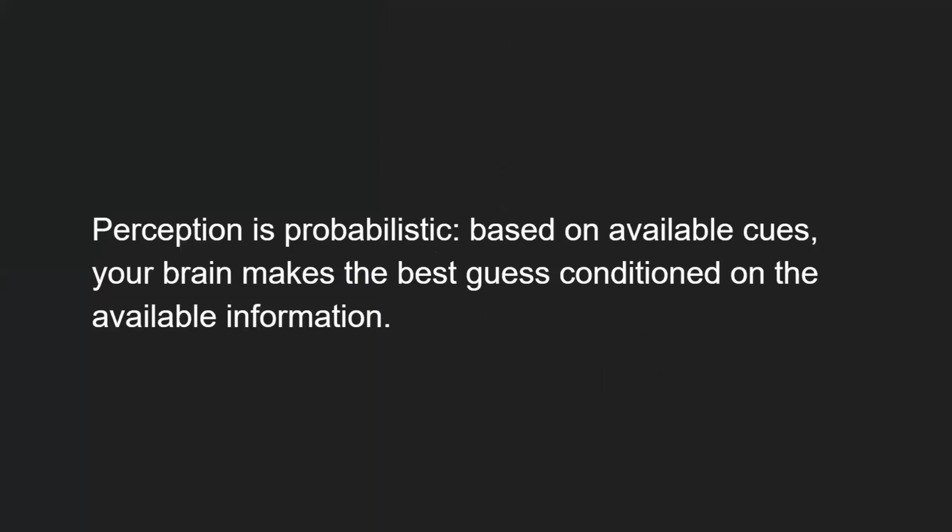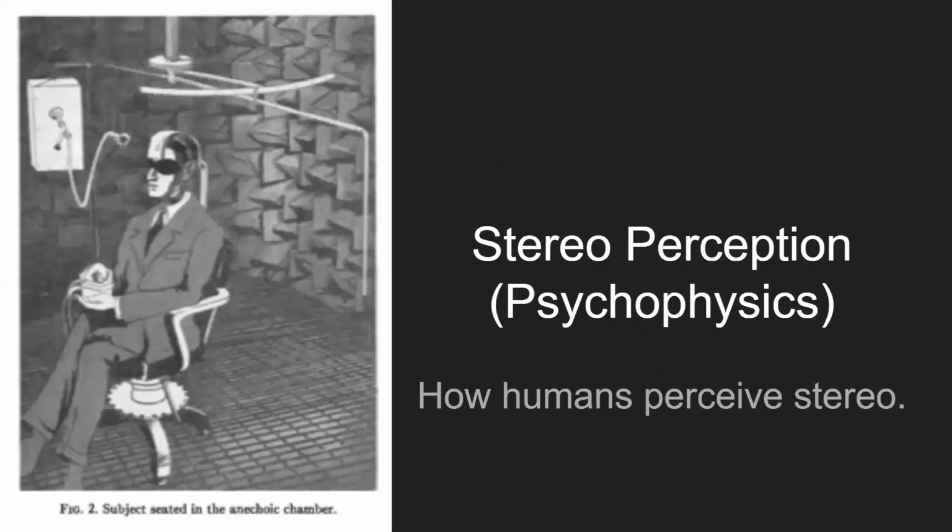Perception is probabilistic. So you get certain information from the environment, and based on those cues, your brain is going to make the best guess about what's happening based on the available information. It's not being directly perceived, it's being inferred. And so the first thing comes from this series of experiments going back to the end of the 19th century on how humans are perceiving sound.